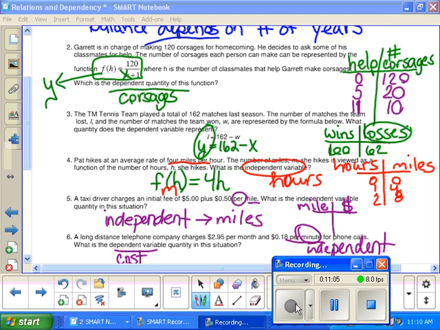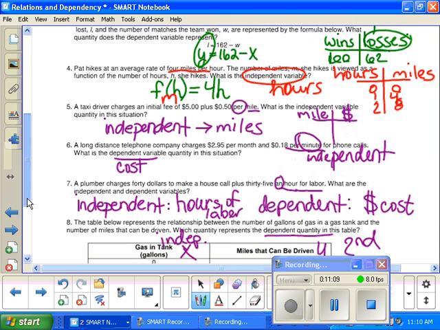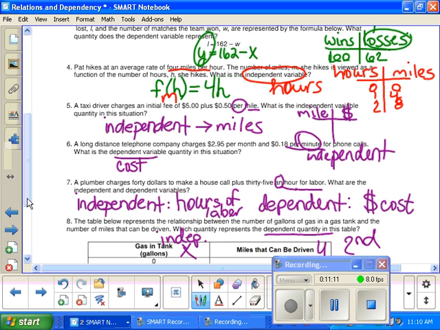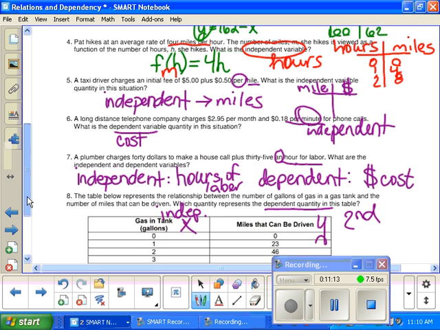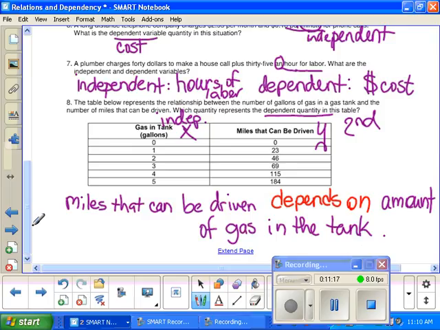Do you give the rest of the answers to the front page? This is the food segment. Miles that can be driven depends on the amount of gas that's in the tank.